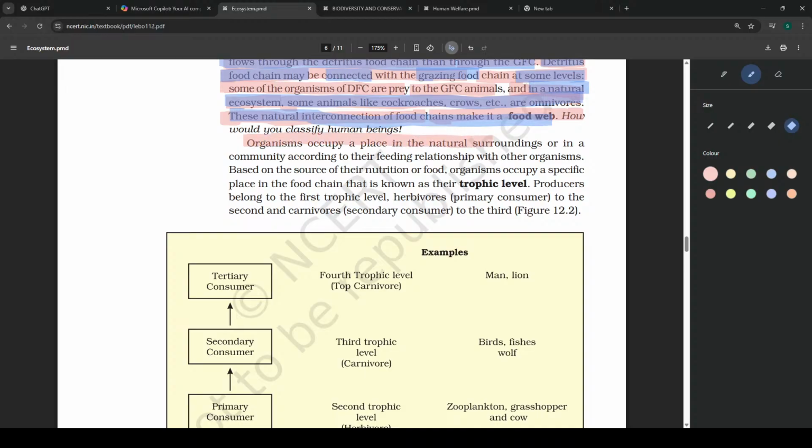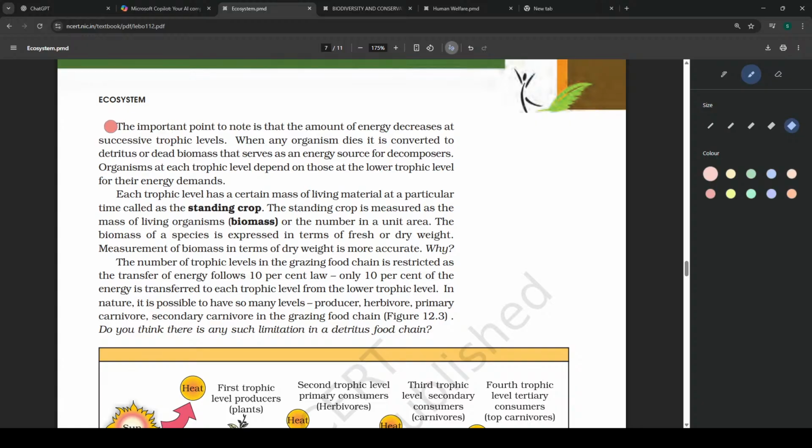Organisms occupy a place in the natural surroundings or in a community according to their feeding relationship with other organisms. Based on the source of their nutrition or food, organisms occupy a specific place in the food chain that is known as their trophic level. Producers belong to the first trophic level, herbivores, the primary consumers, to the second, and carnivores, the secondary consumers, to the third. The important point to notice is the amount of energy decreases at successive trophic levels. When any organism dies, it is converted to detritus or dead biomass that serves as an energy source for decomposers.